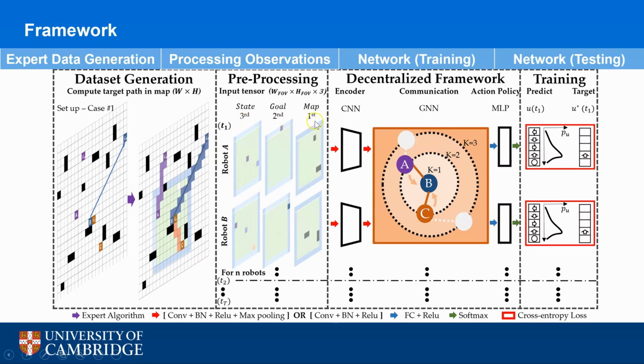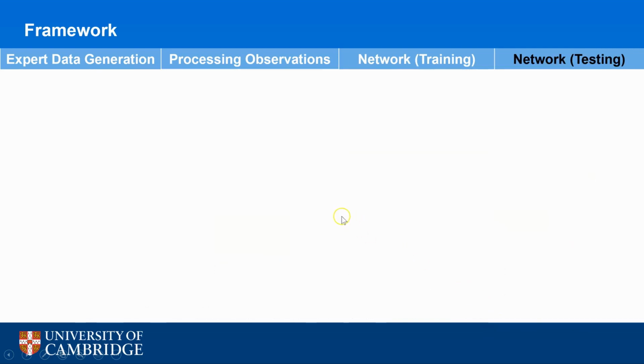The input tensor passes through our model, where the CNN extracts features from the input tensor, the GNN shares the information of the features among the neighboring robots, and the MLP predicts the action. Hence, the state and action pairs can be used to optimize the trainable parameters in the architecture by minimizing the cross-entropy loss. Once we have a trained network, we evaluate its performance at the inference stage.